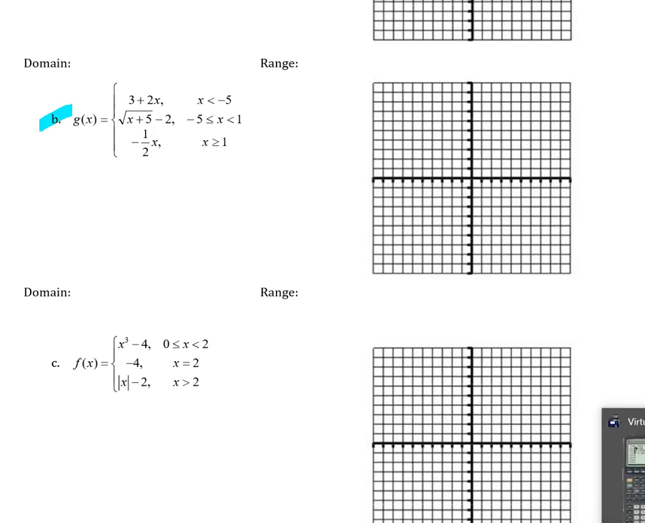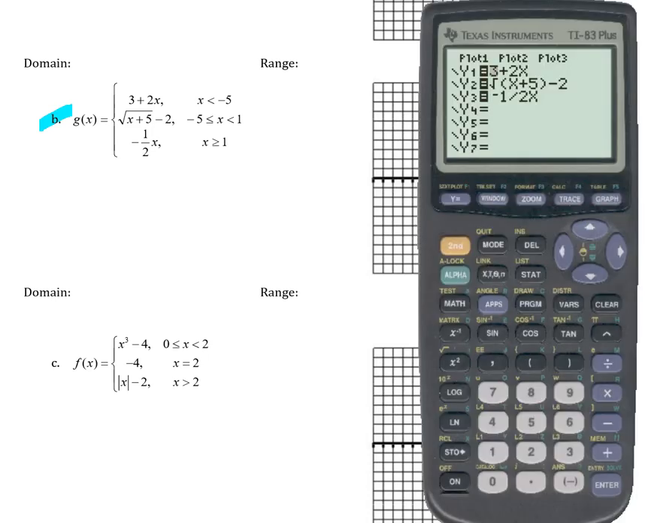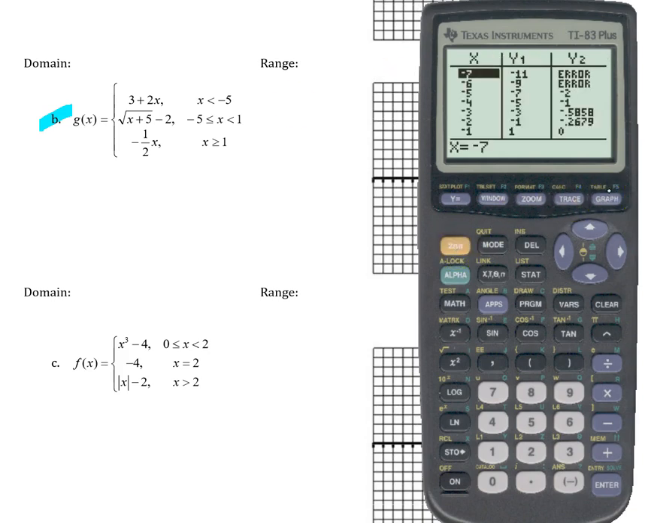So if I pull up my calculator, what I've done is, in the order that they're presented, I have inserted the functions. So the line, the square root function, and the second line for y1, y2, and y3. I'm going to look at my table of values, and this is where I'm going to pull all the information to set up my tables.